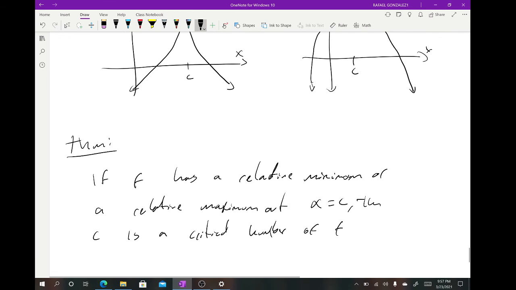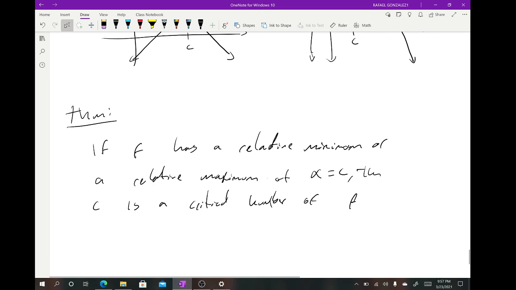So what this tells us is that whenever we have found a relative maximum or a relative minimum, then we have found a critical value for the function f. We have found points where the tangent line is going to have slope 0, meaning where the tangent line is going to be a horizontal line. And this is going to have some consequences that we will see in the next part of this lecture.